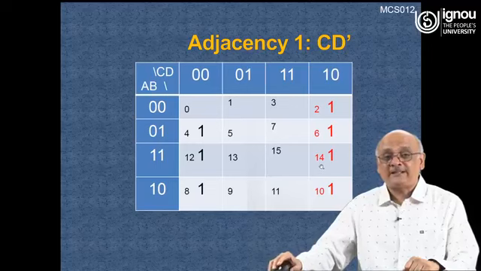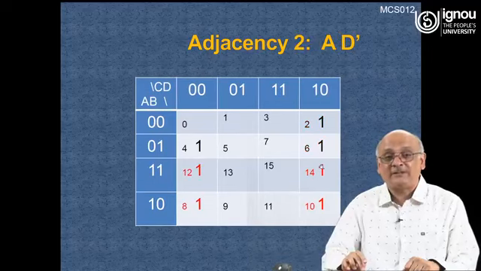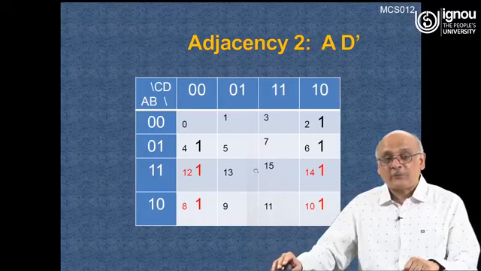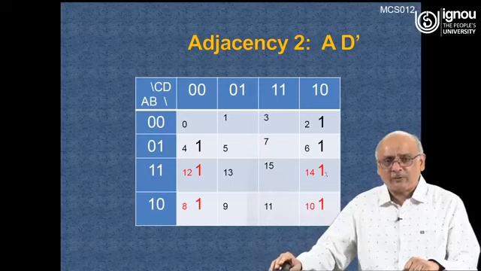Now the second adjacency. This was the first adjacency which we saw. Now the second adjacency, 4 once again. First of all, we could have done this in 2 ways. These 4 ones have already been covered, but we want to find the maximum adjacency.